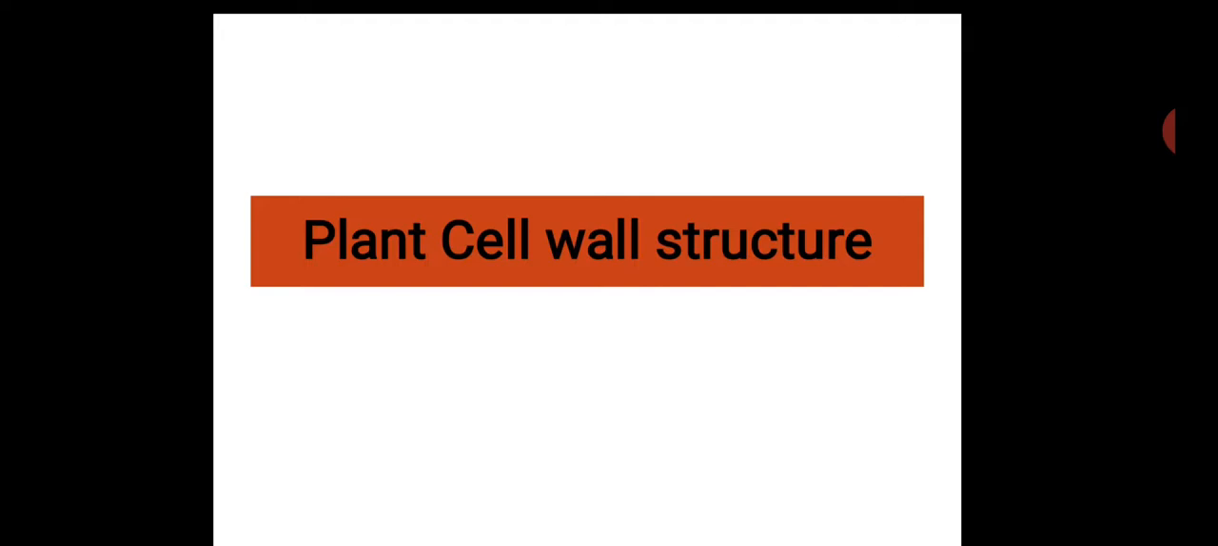The main difference between a plant cell and an animal cell is that a plant cell has a definite cell wall, whereas an animal cell lacks the cell wall. One more thing, bacteria also have cell walls, but the chemical composition and structure are different. Bacteria and plants have cell walls, whereas animal cells don't.